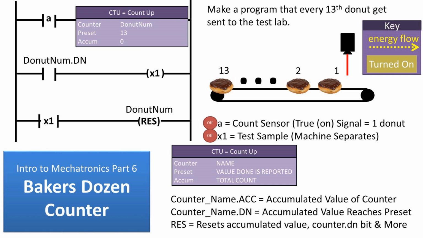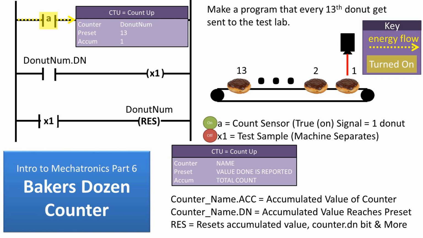To finish off this video, I will quickly go through the process of counting out a baker's dozen so that you can see how the program works. First donut is registered, which causes a true signal to be sent to the counter. The accumulated value increases by 1 in the counter. The donut then passes completely through the sensor beam, and a false or off signal is registered. The same process repeats up until the 13th donut is reached.